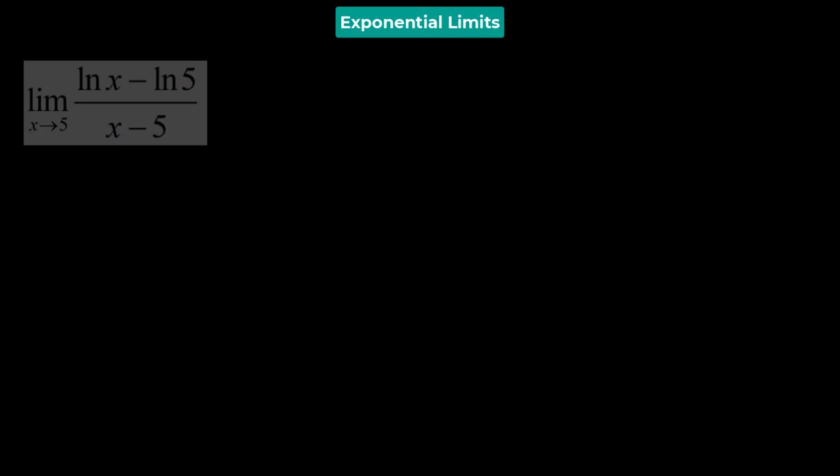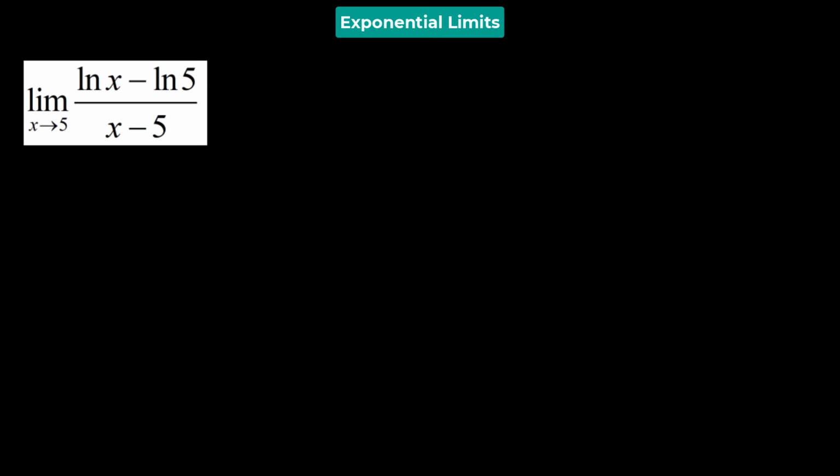Let's do another problem. So here we have log of x minus log of 5 divided by x minus 5. We need to determine its limiting value when x approaches 5. So we can use the result from the previous problem. So there we had natural log of x minus natural log of a divided by x minus a. The limiting value when x approaches a is 1 over a. So a here is 5, so we'll get 1 over 5. So this is going to be the limiting value of the given logarithmic limit.